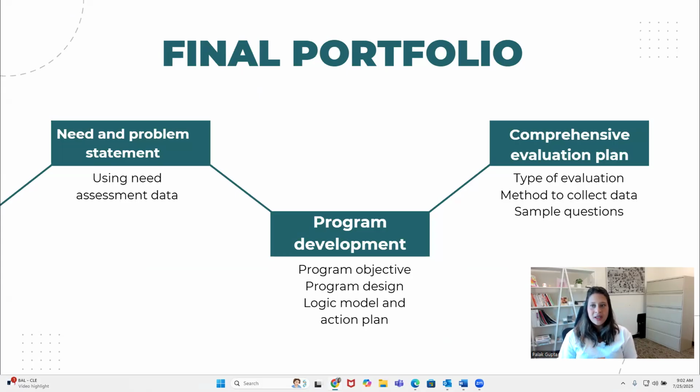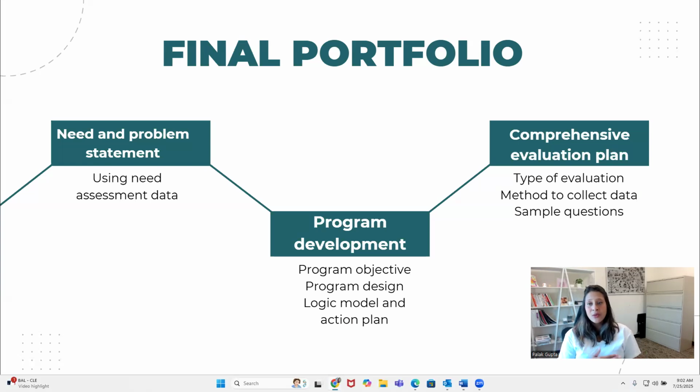The portfolio starts with a clear need and problem statement, which students developed as an initial assignment using real needs assessment data they collected and then analyzed themselves. This ensures that their proposed program is rooted in evidence and local context.